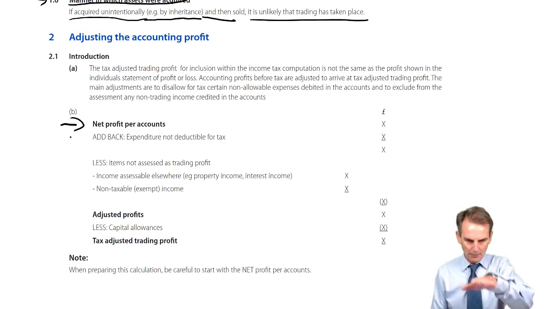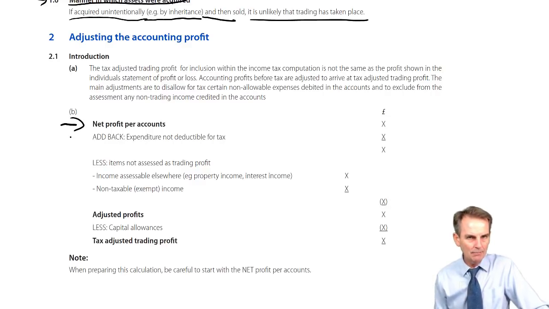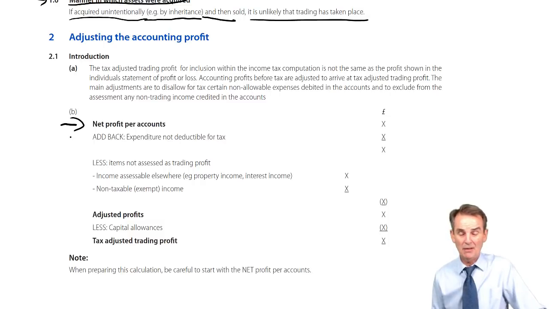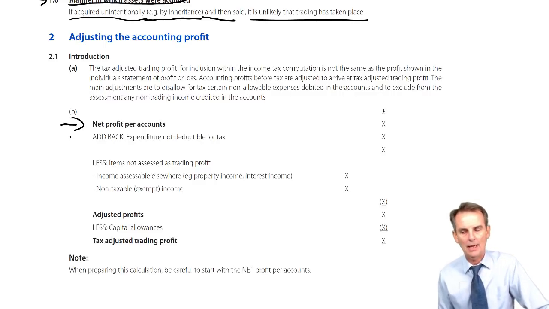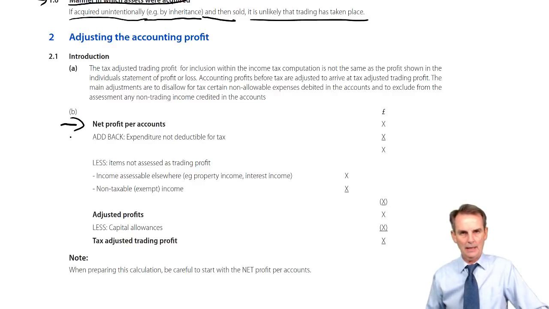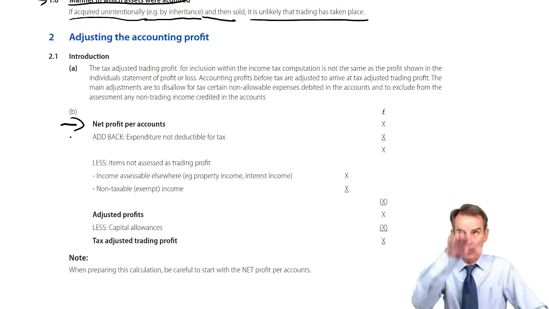Now, the net profit at the bottom of your statement of profit or loss is the result of crediting various sources of income, or source of income, as the case may be, principally sales, and debiting the purchases and other expense costs. What we have to do, therefore, is to look at each of those items and determine whether or not it should be a part of trading income.